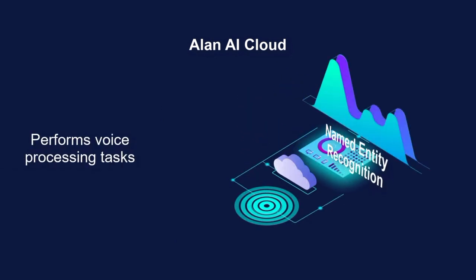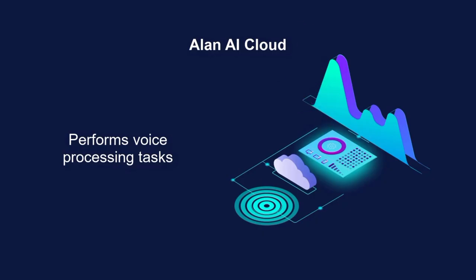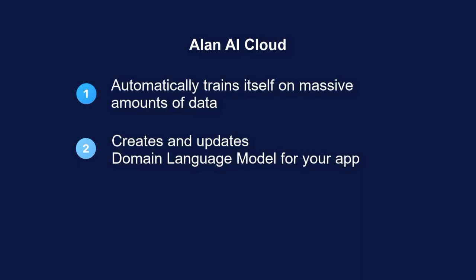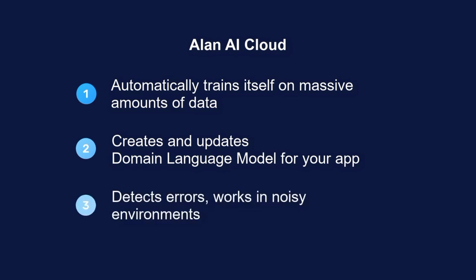This is where Alan performs all voice processing tasks that empower your voice assistant to be smart and effective, including automatically training itself on massive amounts of data. With other AI tools, developers need to provide data sets and train the model themselves. But with Alan AI, you don't have to do that. It also creates and dynamically updates the domain language model for your app, meaning your voice assistant automatically updates and understands your app's unique terminology. And it's built to detect speech recognition errors, like mispronouncing or misspeaking, and can work in noisy environments.